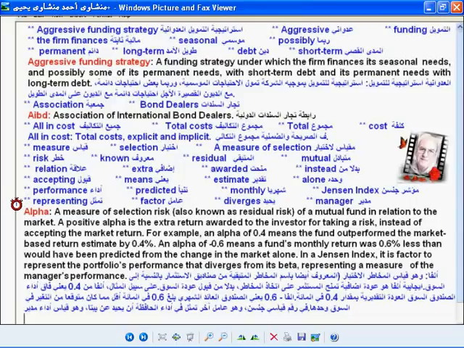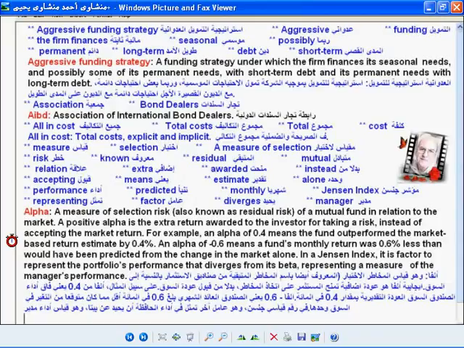Alpha, a measure of selection risk, also known as residual risk, of a mutual fund in relation to the market. A positive alpha is the extra return awarded to the investor for taking a risk instead of accepting the market return. For example, an alpha of 0.4 means the fund outperformed the market-based return estimate by 0.4%.